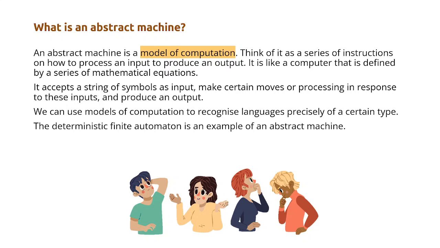So we can use models of computation to recognize languages precisely of a certain type. So for example, manginta nga ang language nato kay ang iyang length kay 2. So pwede na siya nga ang atong model of computation iya na ma-recognize ang language nga ang length kay 2. Manginta nga ang language kay nag-end sa letter A. So ang atong model of computation pwede na niya ma-detect ang mga words or strings nga ga-end sa letter A. The deterministic finite automaton is an example of an abstract machine.